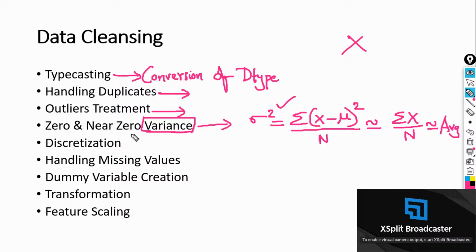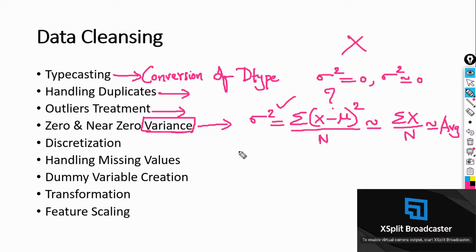What does zero and near zero variance mean? If the variance is zero, or close to zero, such columns should be removed from the data. But why should I remove such column data? The reason is very simple. If you understand properly, you'll get the answer.